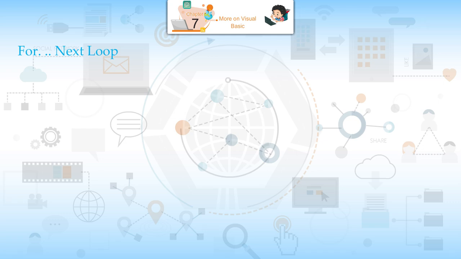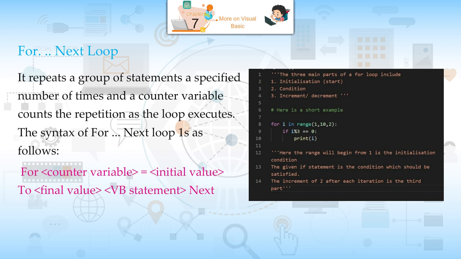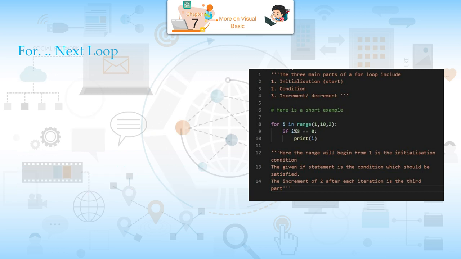For Next loop. It repeats a group of statements a specified number of times and a counter variable counts the repetition as the loop executes. The syntax of the For Next loop is as follows. For <counter variable> = <initial value> To <final value>, <VB statements>, Next.